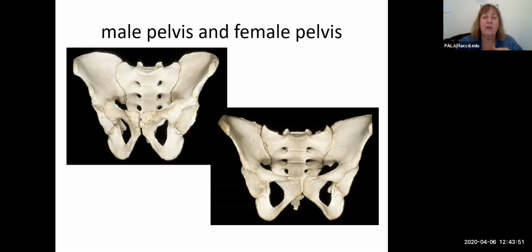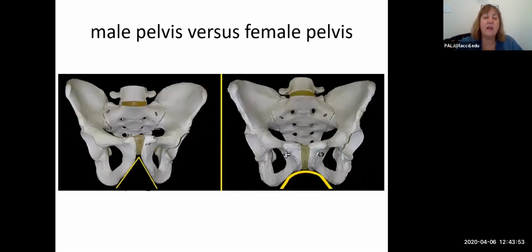Okay. So here is another example of different male and female pelvis models, and I have marked them so that you clearly can see the difference in the two. So when you're looking at pictures in your textbook or elsewhere, stop and look and practice. Do I think this is male? Do I think this is female? Okay.